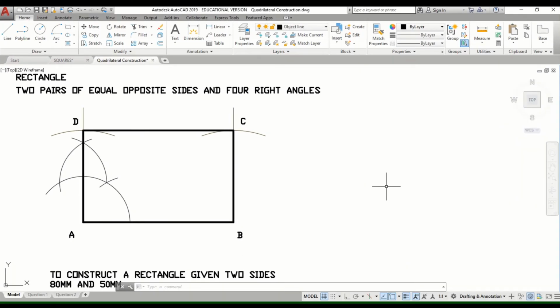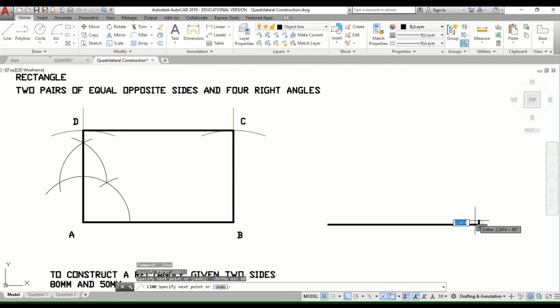In this construction, we will be constructing a rectangle given two sides, one side being 80 millimeters and the other side 50 millimeters. Now the rectangle has two pairs of equal opposite sides and four right angles. Once our figure has right angles, we will be constructing right angles, so please review angle construction. So let's begin with the line tool. We draw the line. Put on the auto. This line is 80 millimeters.